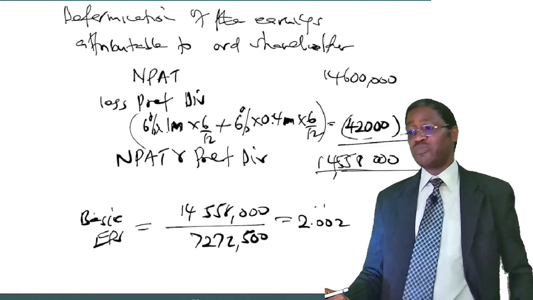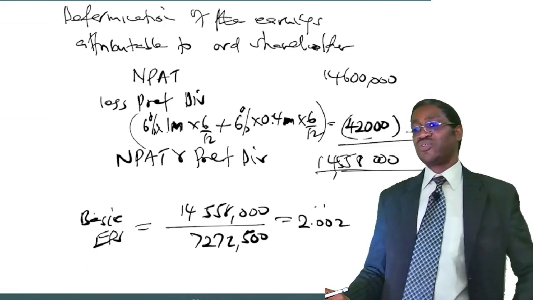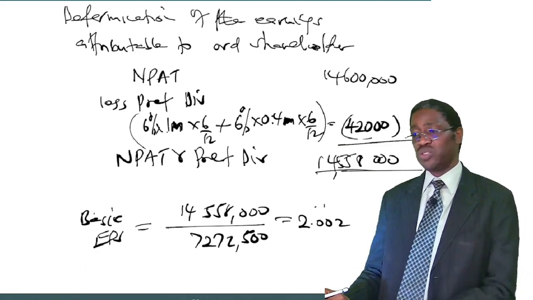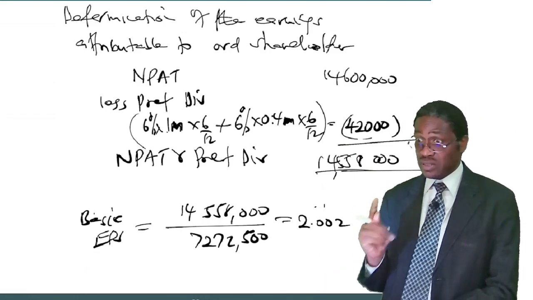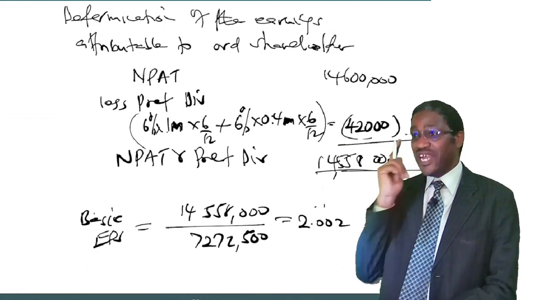So let's do part B of the question now, which is asking us to calculate what we are calling the diluted earnings per share. As I've already explained, to get the diluted earnings per share, go through the question and identify the potential ordinary shares, what we were calling the dilutive factors.